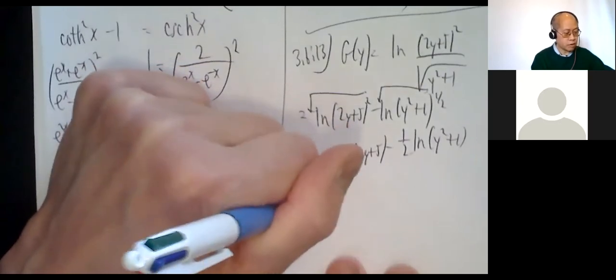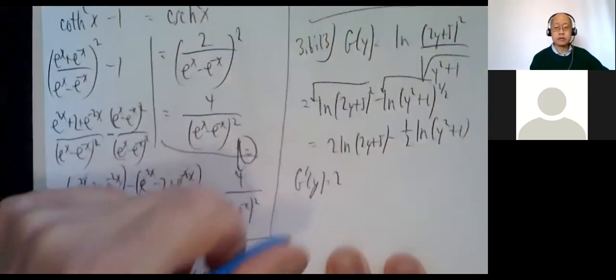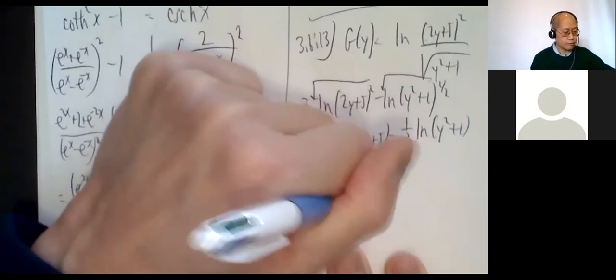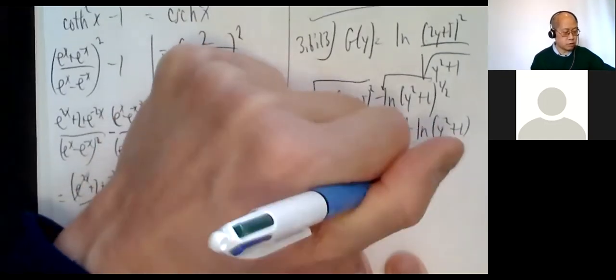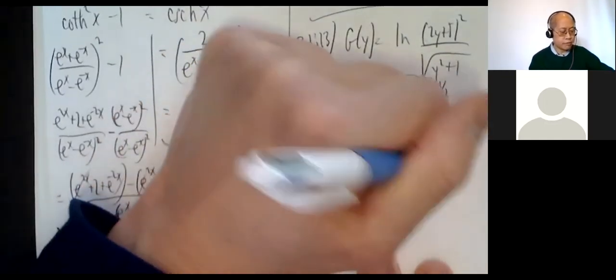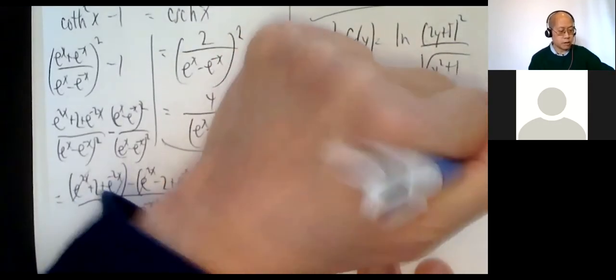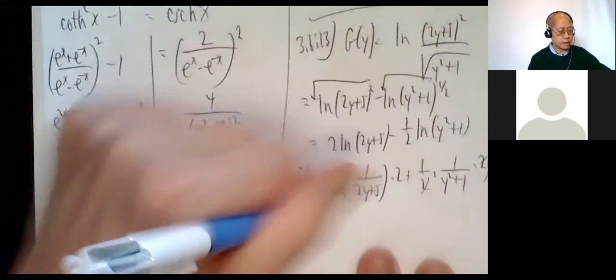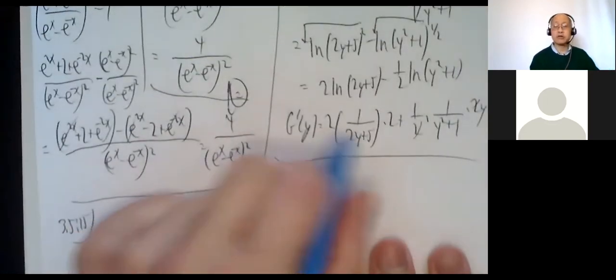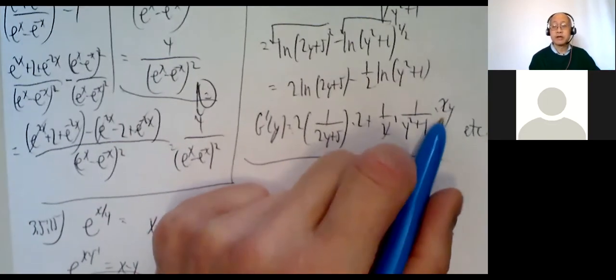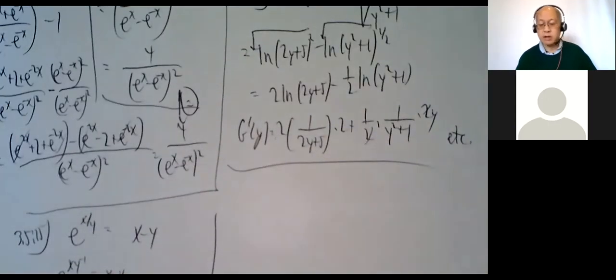Okay, so g prime of y is 2 times 1 over (2y + 5) times 2, plus 1/2 times 1 over (y squared + 1) times 2y, cancel, and so on. Et cetera, 2 times 2 is 4, put it there. Sneak that over there, but I'll leave you to do that so I can have more time to do other stuff. Okay, got to pick and choose here.